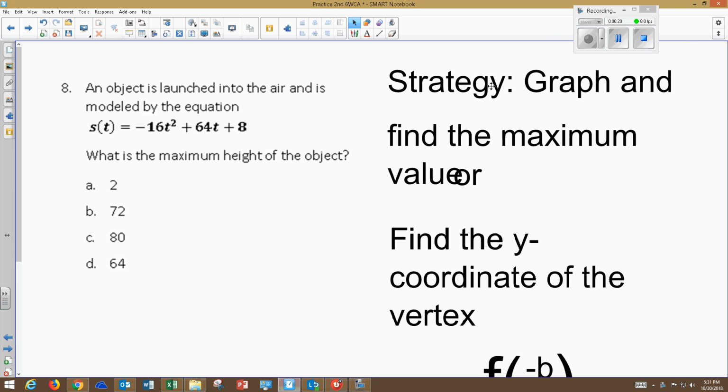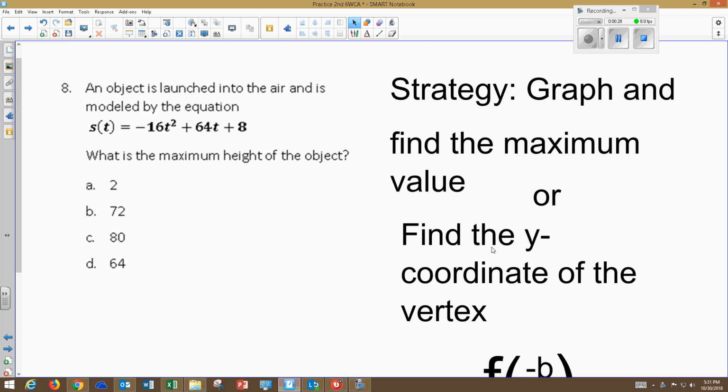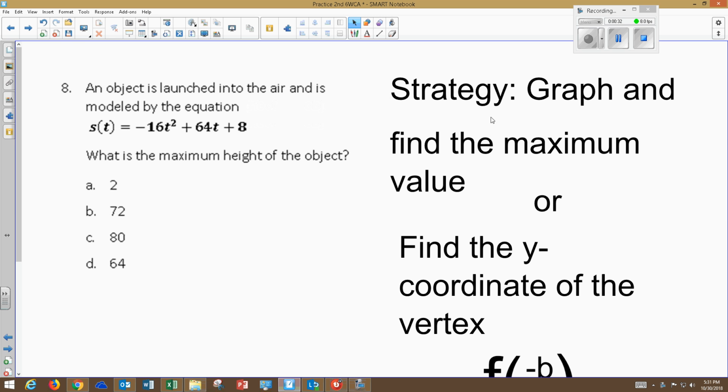Strategy: graph and find the maximum value. We'll take that approach first. The second approach would be to find the y-coordinate of the vertex. So we'll look at both approaches. Let's look at the first strategy. Let's get the graph of this function.